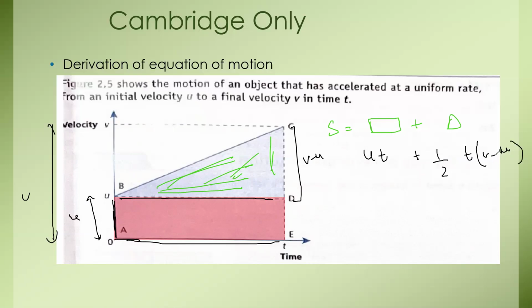Because the area of a triangle is half base multiplied by height. So the base is t, but the height is v minus u. Is it clear?